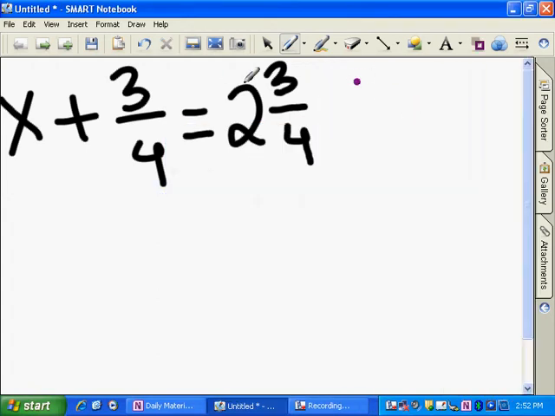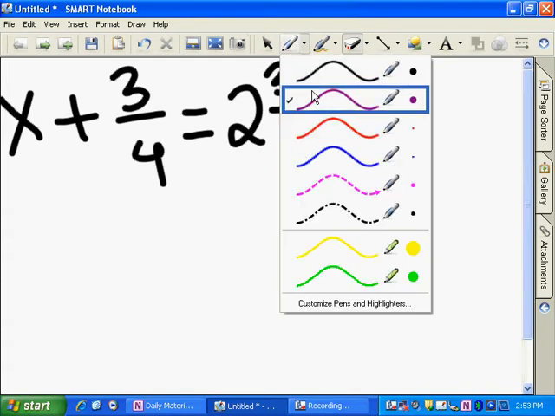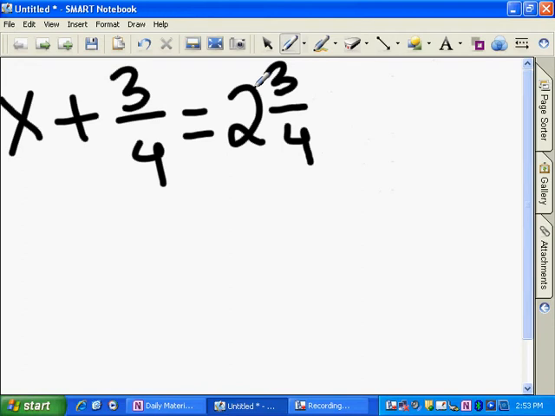Going to talk to you about how to solve addition and subtraction equations involving fractions and mixed numbers. So the first thing that you need to do, if I'm going to solve this equation, x plus 3/4 is equal to 2 3/4, in order to solve this, I want to get the x all by itself. That's the basis of algebra that we have been talking about: you want to isolate the variable.